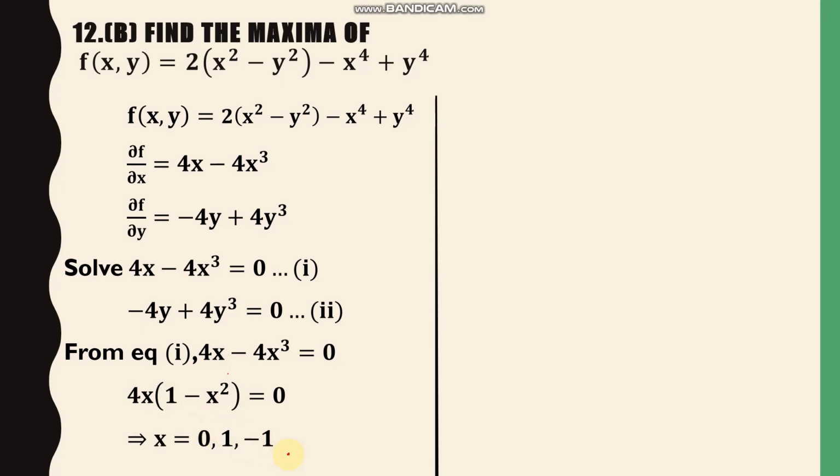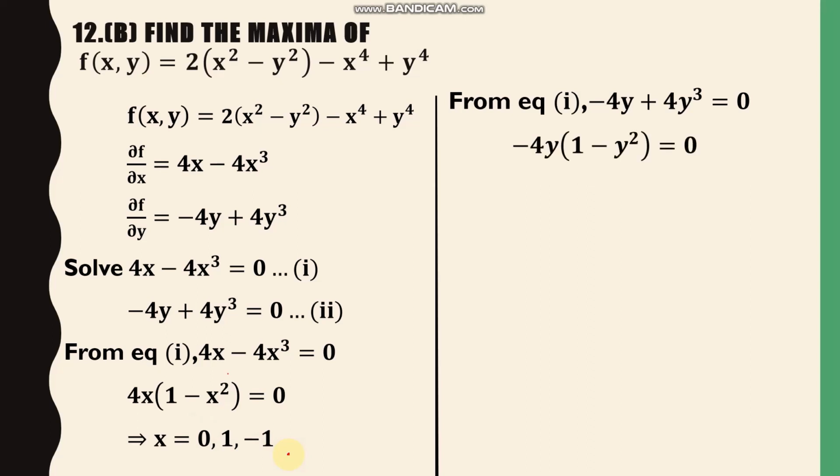Similarly, we'll solve the second equation. So minus 4y times 1 minus y square equal to 0. You get the value of y to be 0, 1 and minus 1. So we get 3 values of x and 3 values of y.